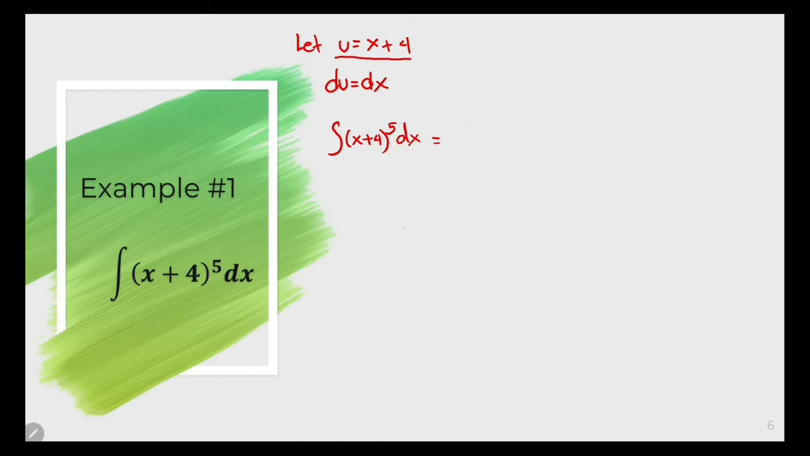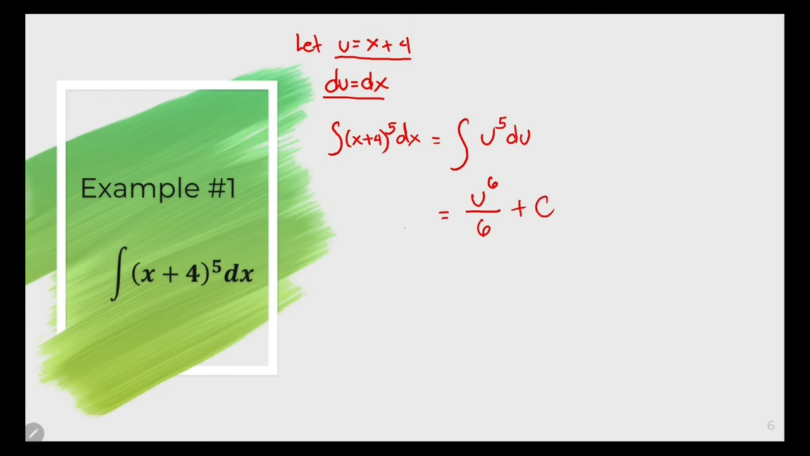So for this one, you have the integral of u to the power of 5. Our dx is equivalent to du, so instead of dx, you will write du. You notice the integral of u to the power 5 du can be integrated using the power rule. So this is equivalent to u to the power of 6 over 6 plus c.